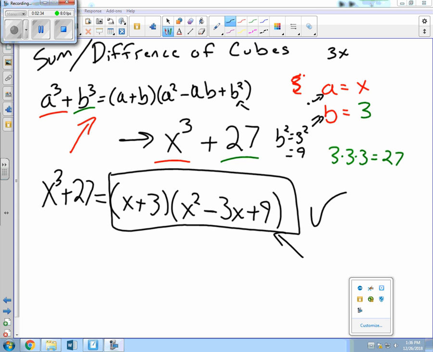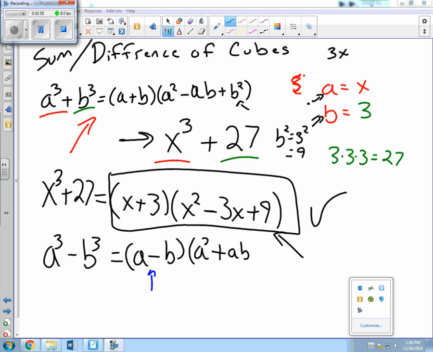For the difference of cubes, the equation is very slightly different. So here's the difference between the difference of cubes and the sum. The first thing is that it's going to be a minus b. So I'll point that out in blue. So that's different. And the second thing is that this is going to be plus ab. Those are the two differences between the sum and the difference.